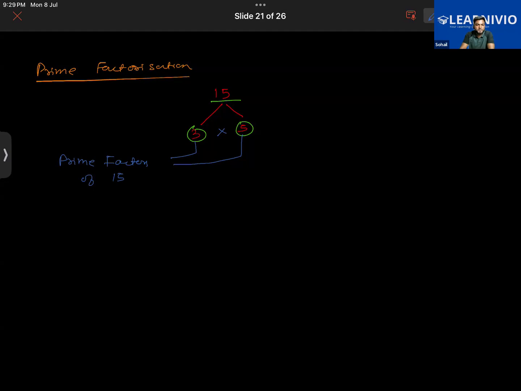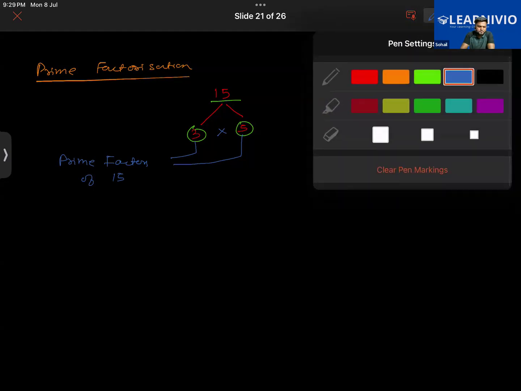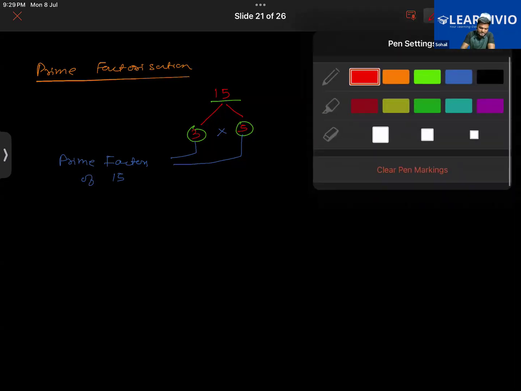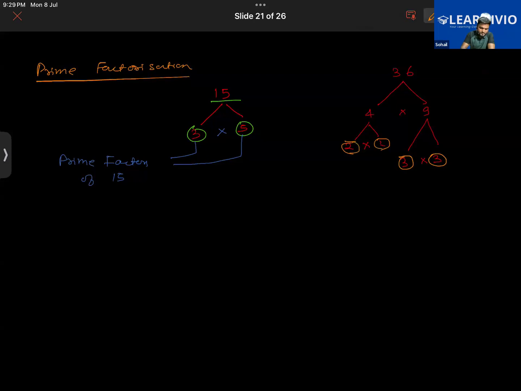Say for example, you have a number. Let's take a number like 36. So 36 can be written as 4 times 9. 4 can be further written as 2 times 2. 9 can be written as 3 times 3. Now circle whatever you have at the end, this 2 and 2 and this 3 and 3. You have to write this? No, you would be writing this in the next class. Right now I'm just explaining this.